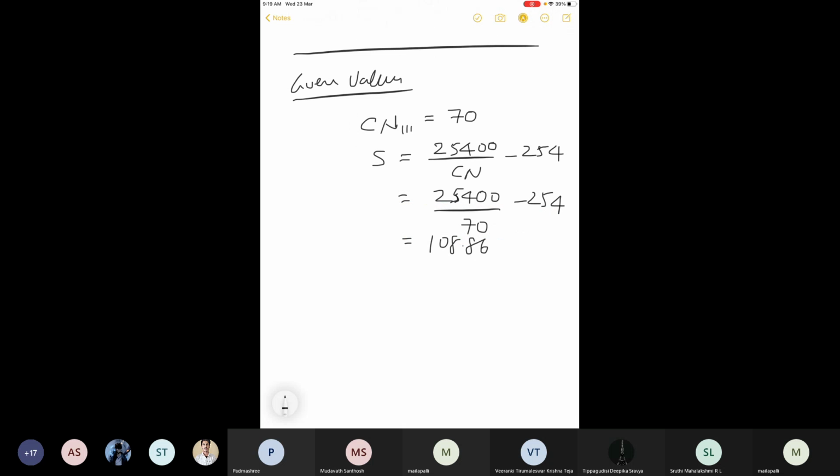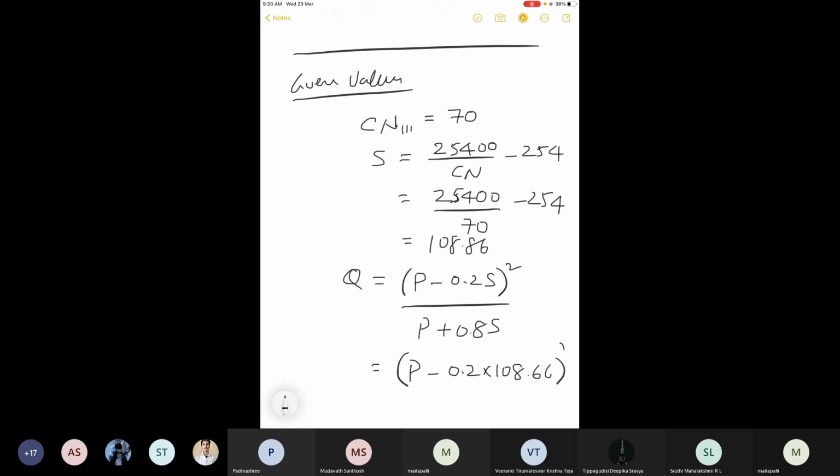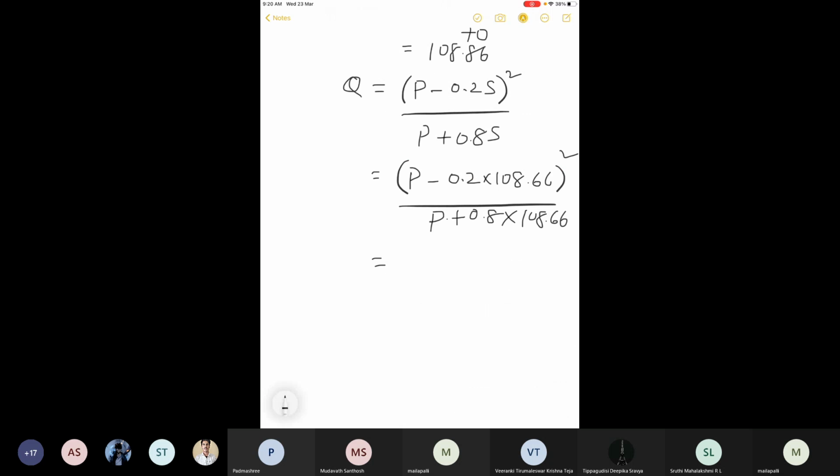Now let's find the Q value. Q is equal to (P minus 0.2 S) whole squared divided by P plus 0.8 S. Substitute the S value: (P minus 0.2 times 108.86) whole squared divided by P plus 0.8 times 108.86. When you substitute these values, you get the direct runoff.